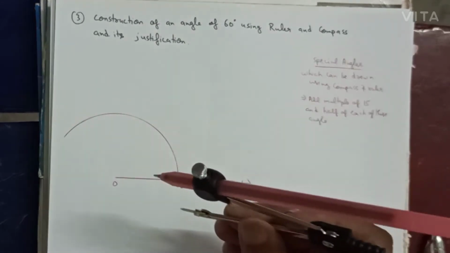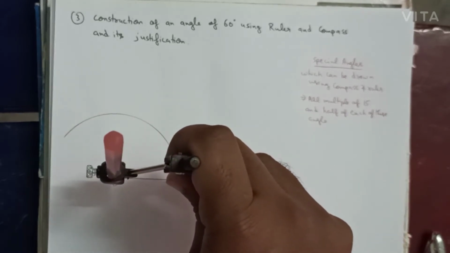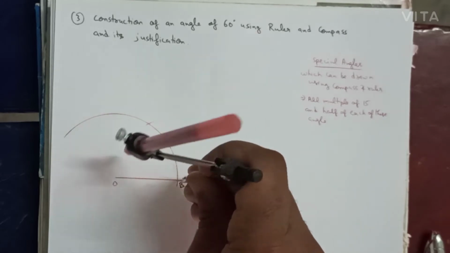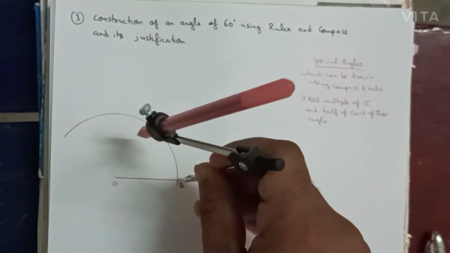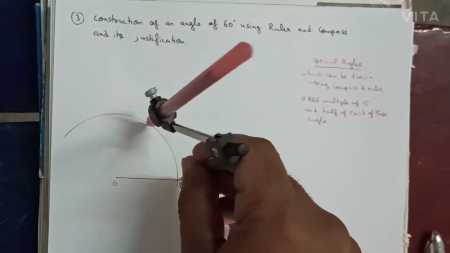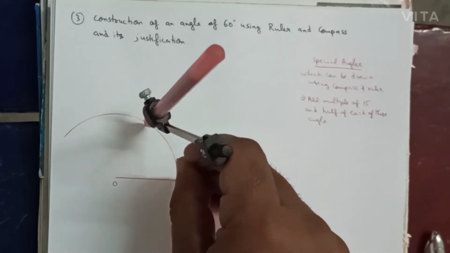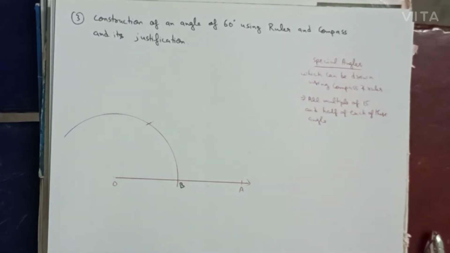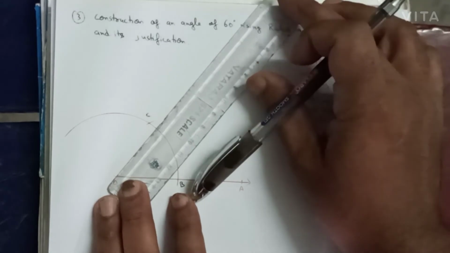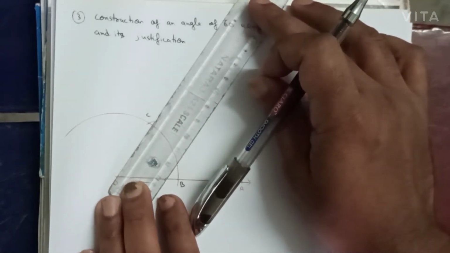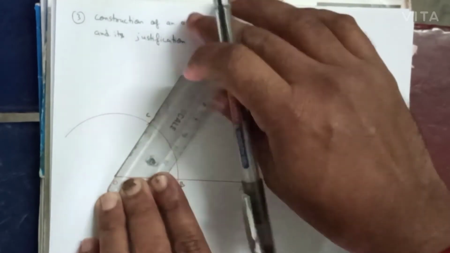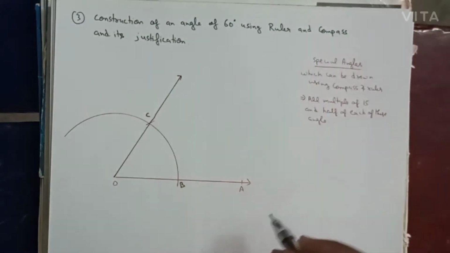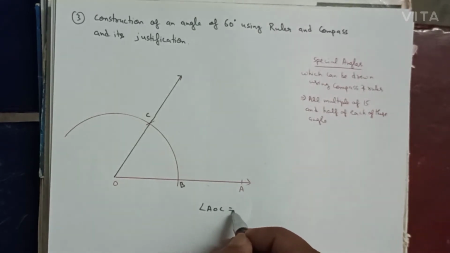Now with the same radius, that is the radius equal to OB, which you have taken previously for drawing the semicircle, taking center B, draw an arc intersecting the semicircular arc at C. Now join O to C, and you will get the angle AOC equal to 60 degrees.